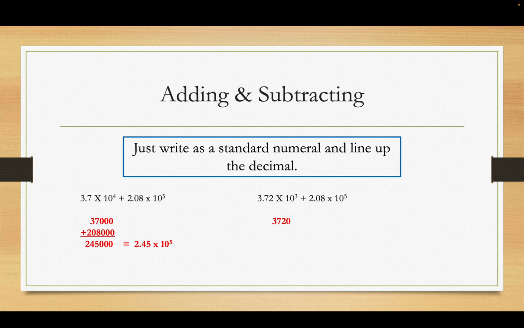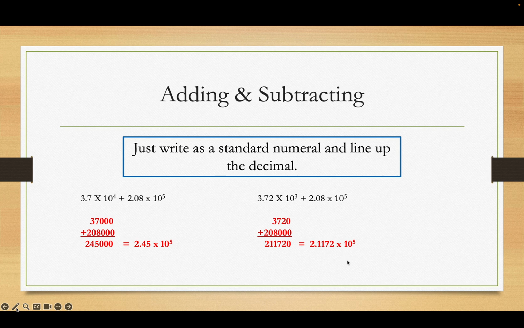So, 3.72 times 10 to the third is 3,720. 2.08 times 10 to the fifth, same as before. Add them up. 0, 2, 7. Oh, 3 and 8 makes 11. Bring up the 1. Bring 1 there and 2. That's 2.11772 times 10 to the fifth.